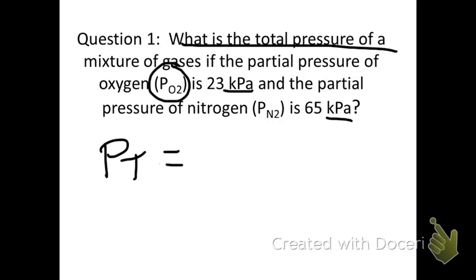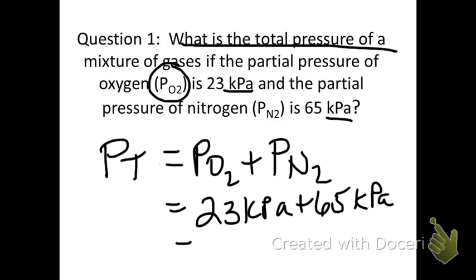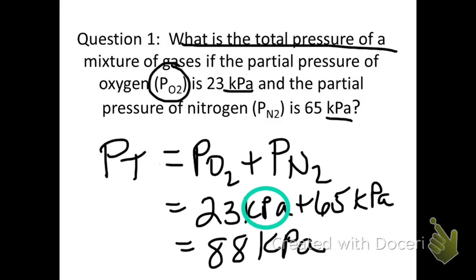So the total pressure is equal to the oxygen's partial pressure plus the nitrogen's partial pressure. So it's 23 kPa plus 65 kPa, and that gives me 88. Since I'm adding or subtracting with these problems in Dalton's law, we're not going to worry about sig figs. In addition, the units have to be the same when we're adding, and they're going to be. They will not try to trick you and have you add up kPa and atm. They'll all be kPa or mmHg or whatever you're using.